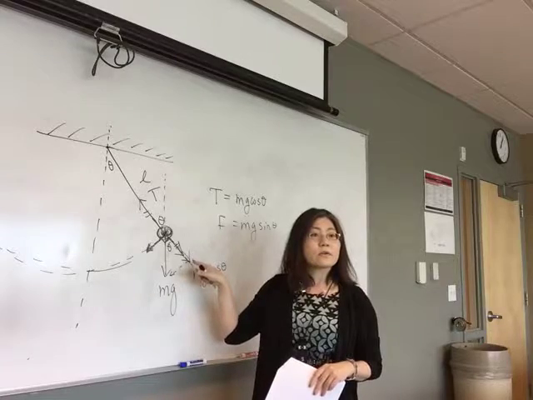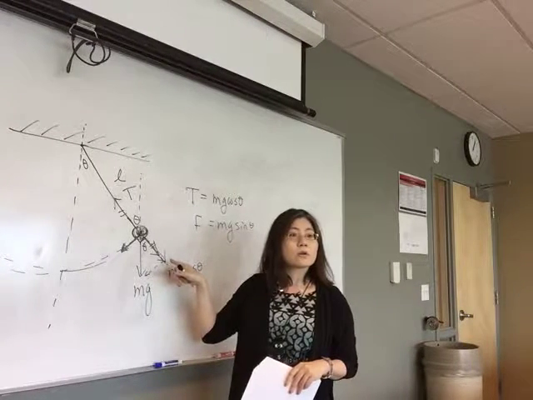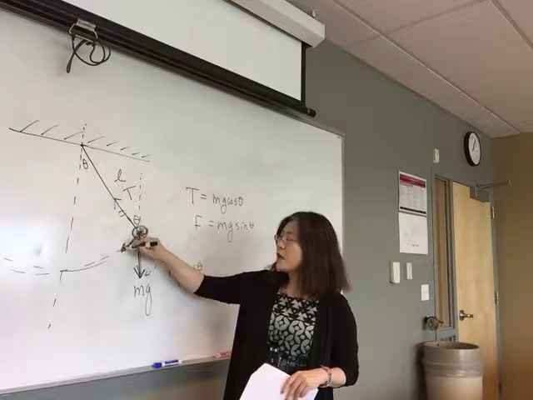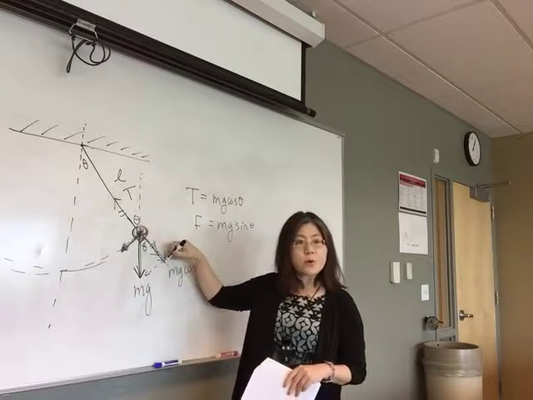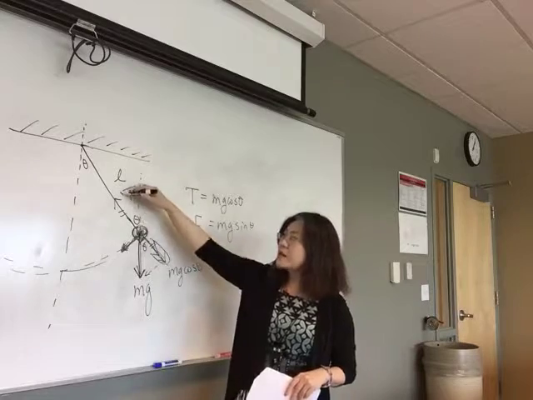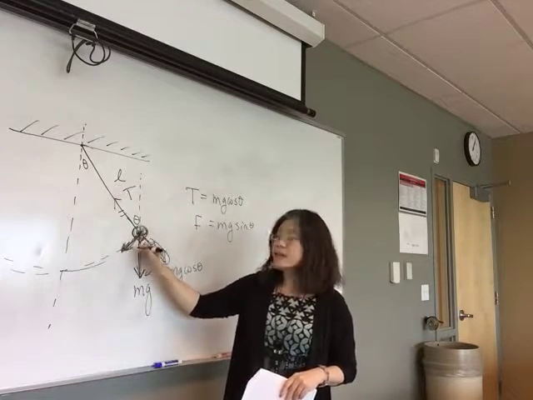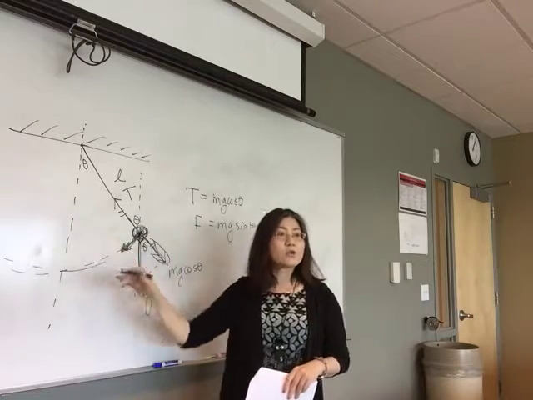Oh, so it's not like there's mg and cosine theta. No, I'm just saying that this is just the mg, and I'm going to resolve the mg into this component and that component. And this component balances the tension, right? Yeah. And this component is not balanced. That's why it is actually moving.